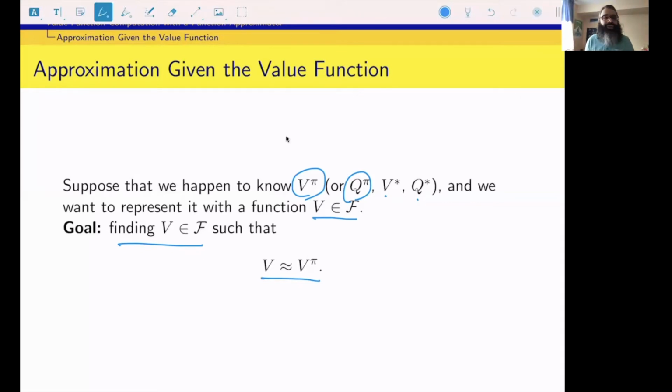So how can we do that? If I give you V pi and I give you a function space F, how do you even define being approximately close? Empirical risk minimization. Okay, but it's not, yes, but this is not the empirical. There's no data here. No, okay. So how do you define it?